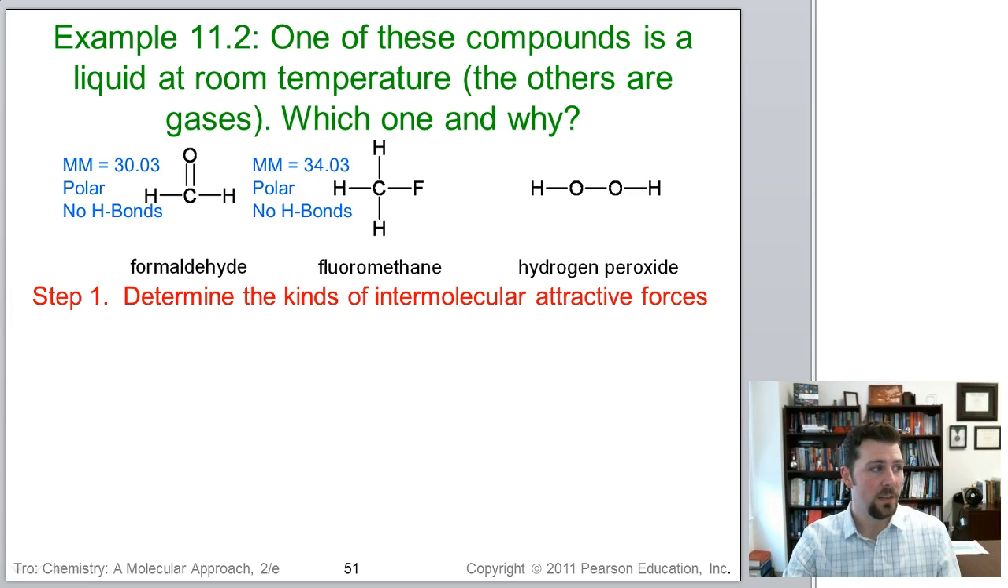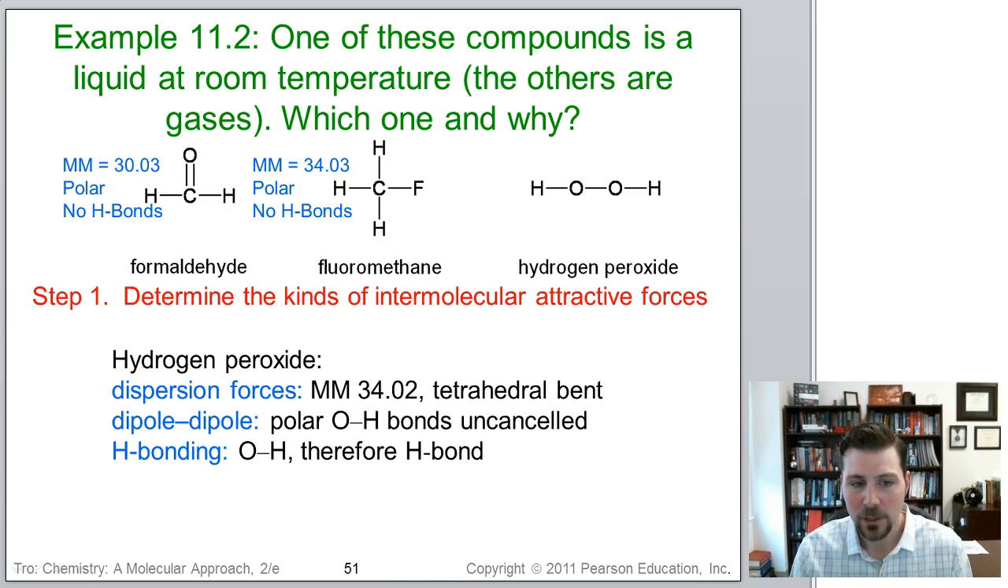So we're predicting here that it would have about the same intermolecular forces as formaldehyde, maybe slightly more because it's higher molar mass and because fluorine's more electronegative, and so slightly more dipole-dipole force, but their boiling points are going to be very similar. If I had to make a call, I would say fluoromethane is probably going to have a slightly higher boiling point than formaldehyde.